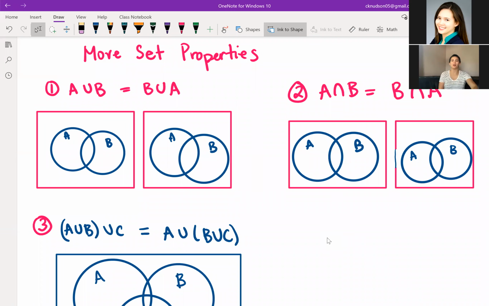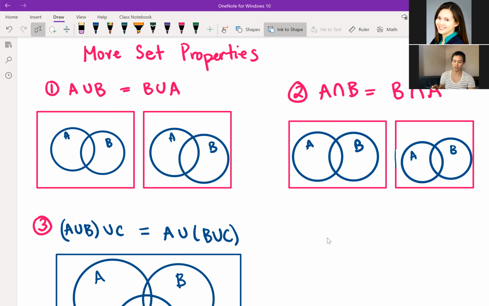In previous videos, we talked about intersections and unions and complements, and now we are going to continue moving into set properties and just describe them a little bit more. Okay, so first thing that we'll talk a little bit about is how A union B is the same thing as B union A, and this is called the commutative law.